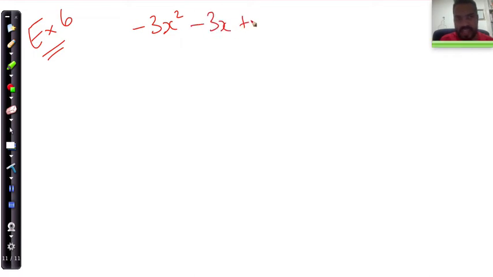We are looking at an example of a quadratic equation. This is example number 6, and we want to see where things get a little bit trickier or less obvious. Remember, with any quadratic equation we want to work towards a standard form, so I'm going to give you one here: minus 3x squared, minus 3x plus 18 is equal to 0.